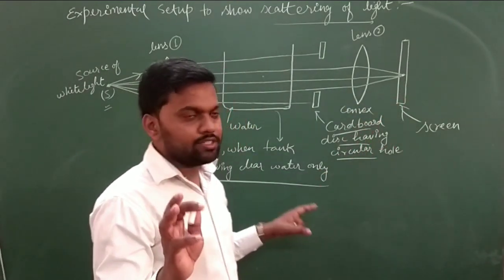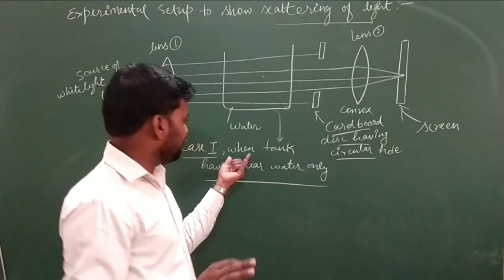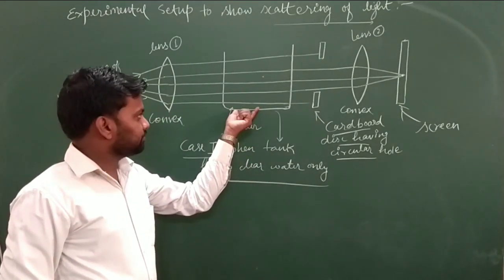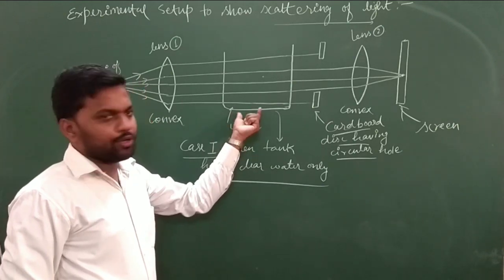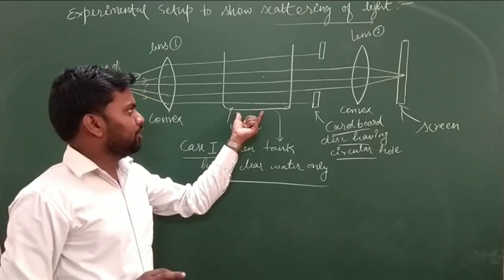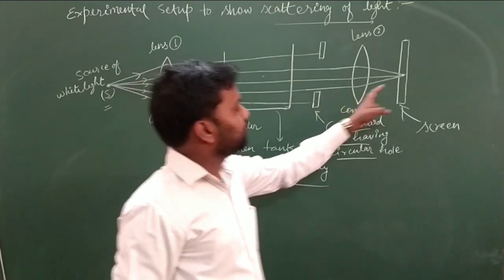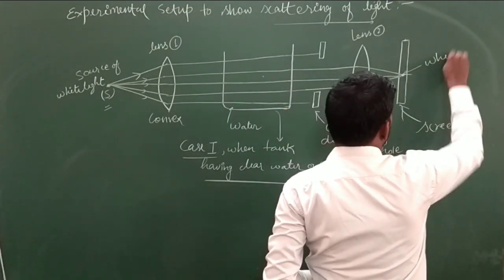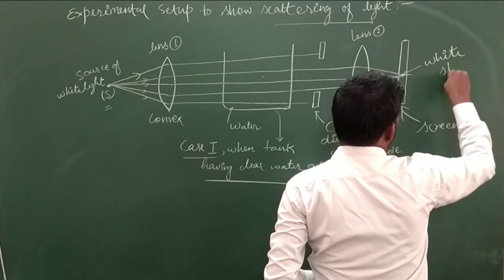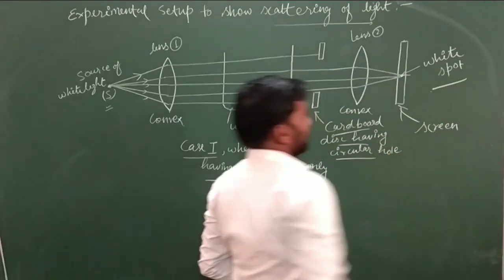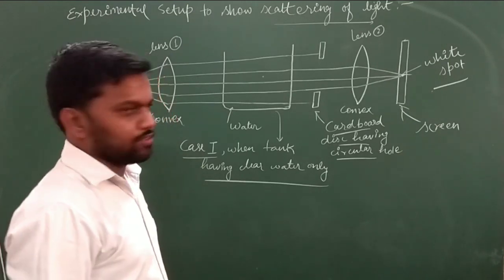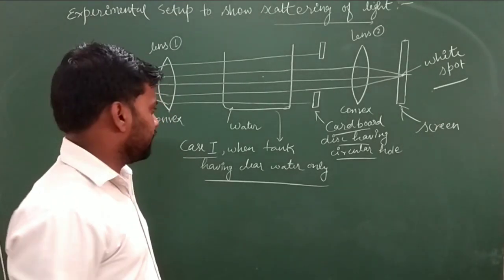Okay students, remember we have taken a transparent tank of water which has no impurities, that is, clean water. Now when the light rays move, we will get a white spot here. It will be a white spot, that is, we are getting the white light. This is case 1.